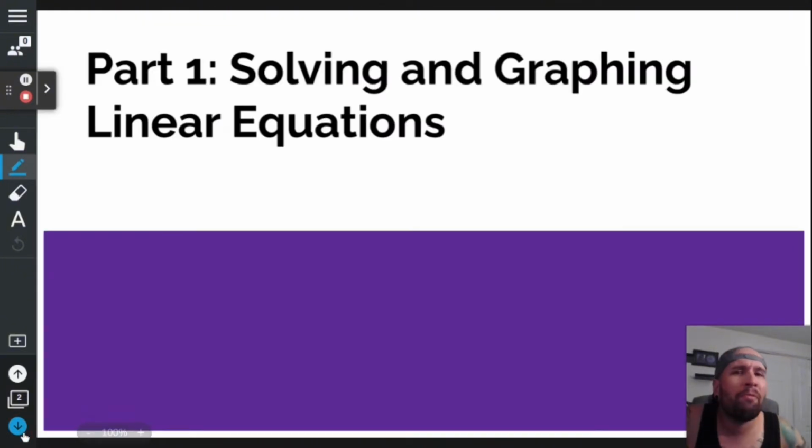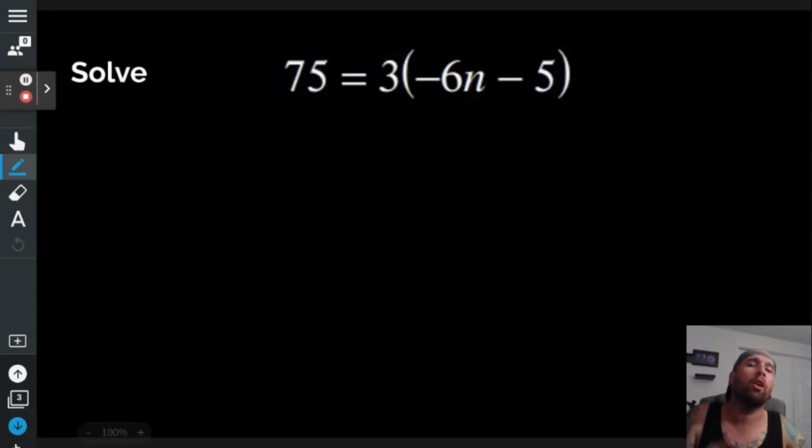I think I have 5 parts to this. Part 1 here is solving and graphing linear equations. There's a lot of solving going on, a lot of graphing too, and we're going to just start off a little simple by focusing on the linear side of things. So, right off the bat, we have ourselves a distributive property 2-step style equation. So let's get right to it.